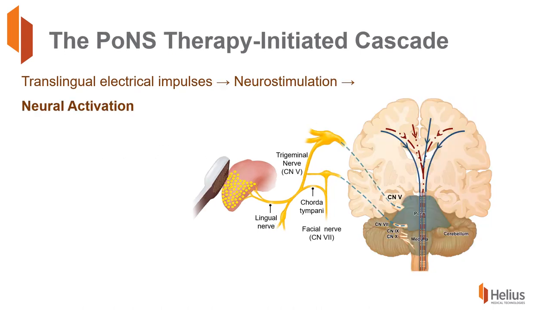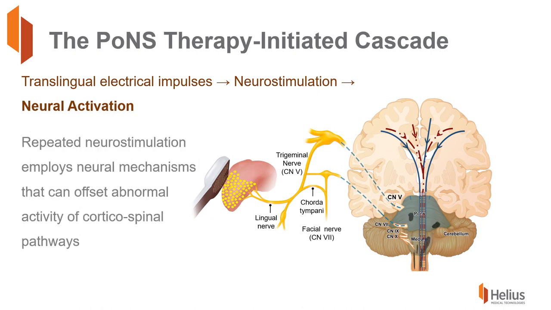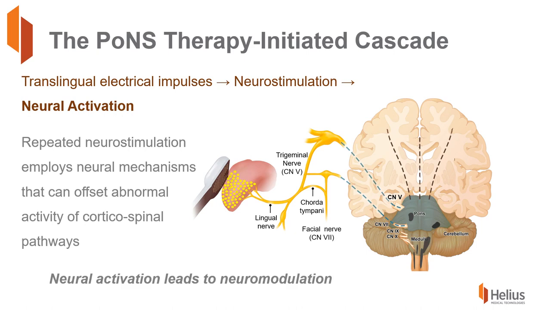In movement and coordination disorders, signal transmission pathways to the spinal cord can be partially or totally compromised, leading to impaired function. Repeated neurostimulation employs neural mechanisms that can offset abnormal activity of corticospinal pathways. Neural activation leads to neuromodulation, a process that engages physiologic compensatory mechanisms capable of replacing and/or repairing impaired neural pathways. Consistent neuromodulation can eventually help regulate function and regain control of movement and coordination.